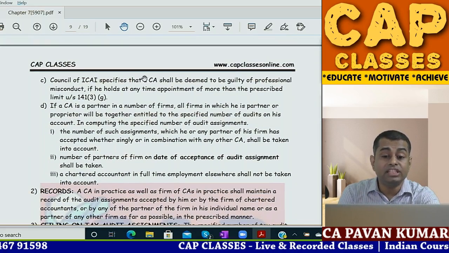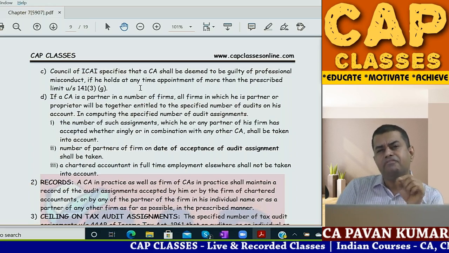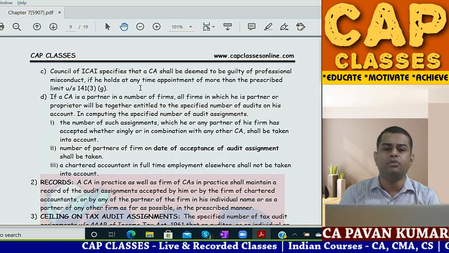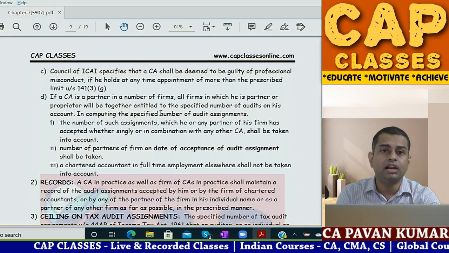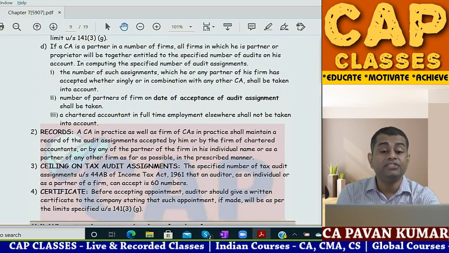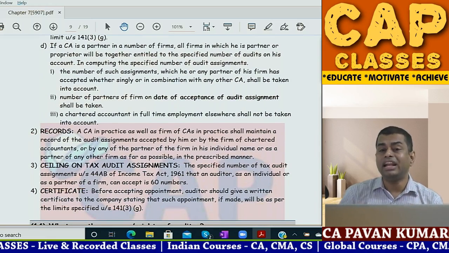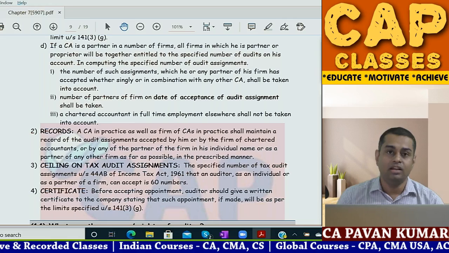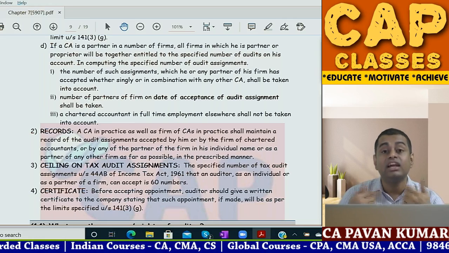The Council of ICAI specifies that a CA shall be deemed to be guilty of professional misconduct if I am doing 21 audits, I am not telling the companies that I have 21 audits, but I signed 21 audits. It is a professional misconduct. Then ICAI can take any action. If a CA is a partner in a number of firms, say for example, I am a partner in A and company, I am a partner in B and company, I will not get 20 there and 20 here, okay? Both put together cannot exceed 20.